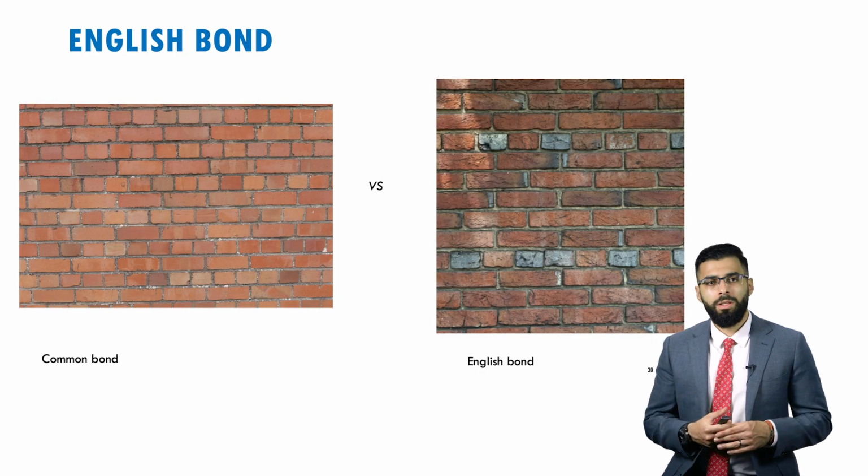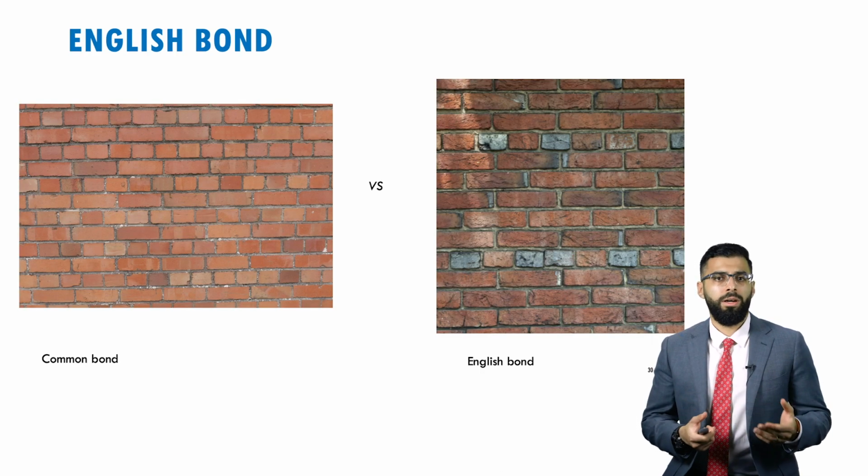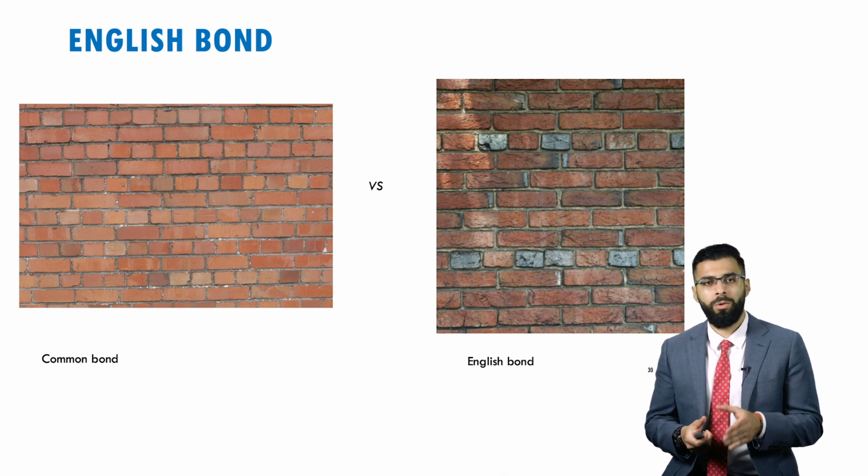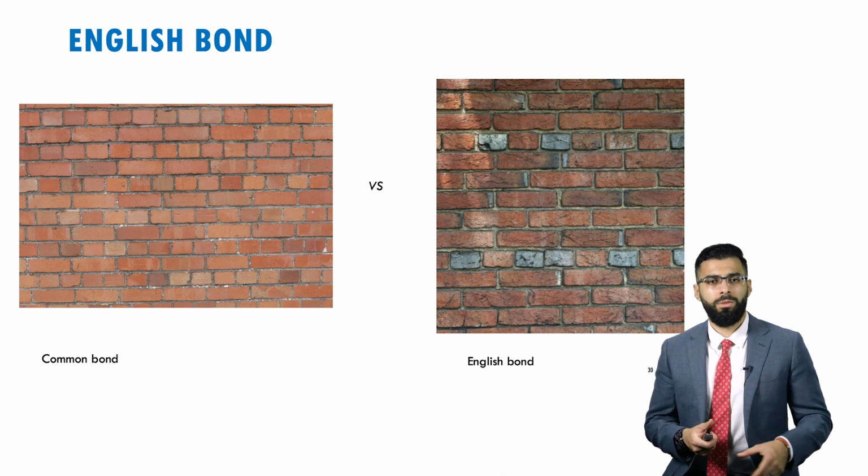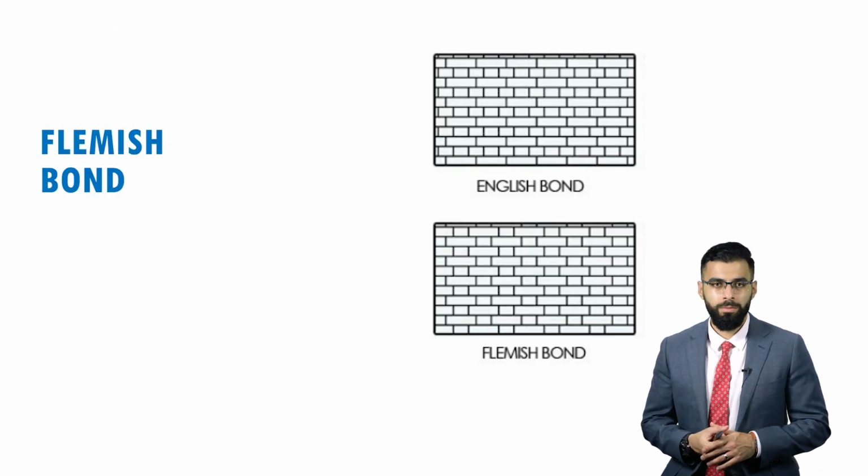The English bond, again, you see some buildings that adopt this sort of pattern. It's similar to the common bond, but over here you have the header orientation row that's adopted every other row. So instead of every 5 rows, you have a header orientation row that's adopted every other row.